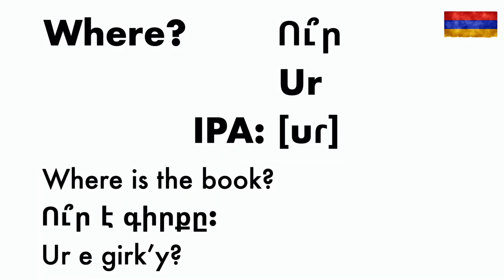Another way to ask where is the book is with the question word ուր. Ուր է գիրքը? Ուր can replace որտեղ in the majority of the questions.